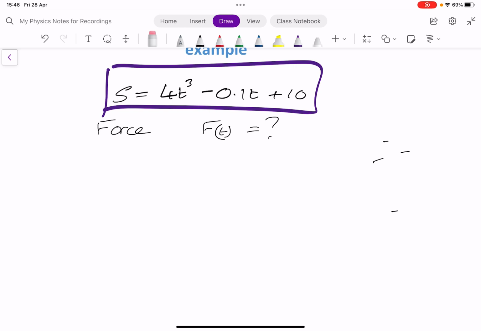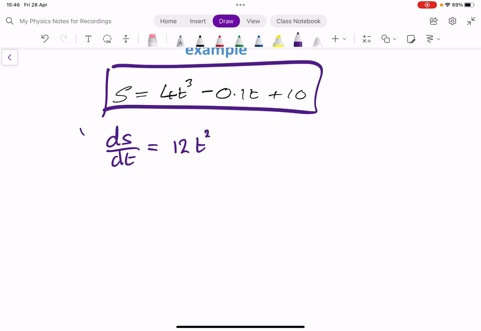So if we take the first and then the second differential of this with respect to time, if we start with ds by dt, that gives us, reduce the power by 1, multiply by the power first, 12t squared minus 0.1, the 10 disappears. This gives us velocity. Take the second differential. Again, drop the power down by 1, multiply by it first, gives us 24t, and the 0.1 disappears this time. And that, by definition, gives us acceleration.